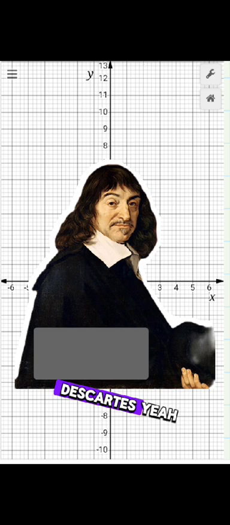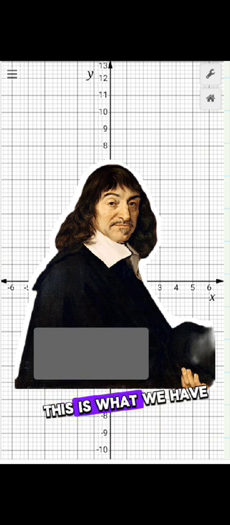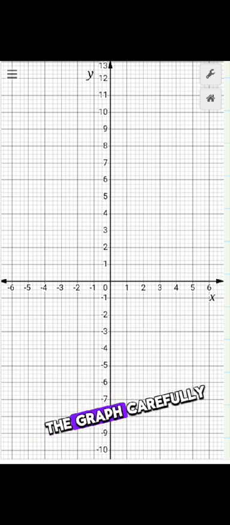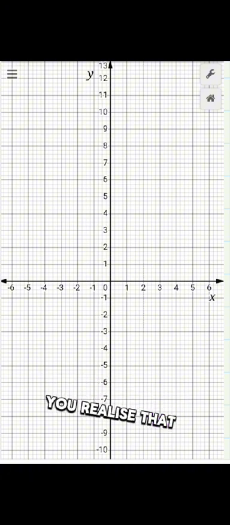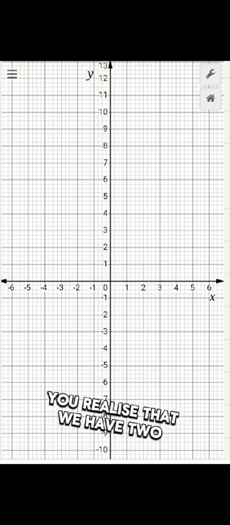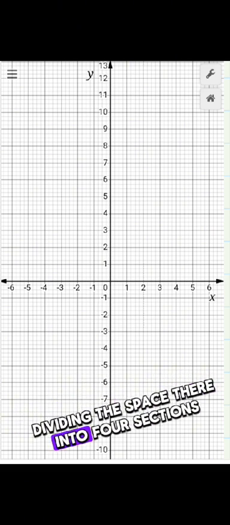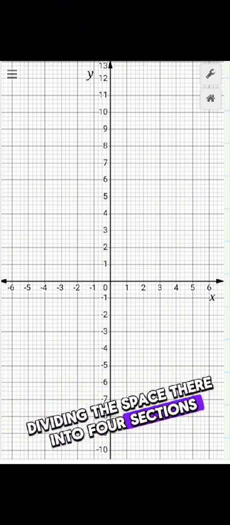Yes, Descartes. As you can see here, this is what we have: the x and y axis. The y axis is also sometimes called ordinate, and the x axis is also sometimes called abscissa. When you look at the graph carefully, you realize that we have two lines, the x and y axis, dividing the space into 4 sections.